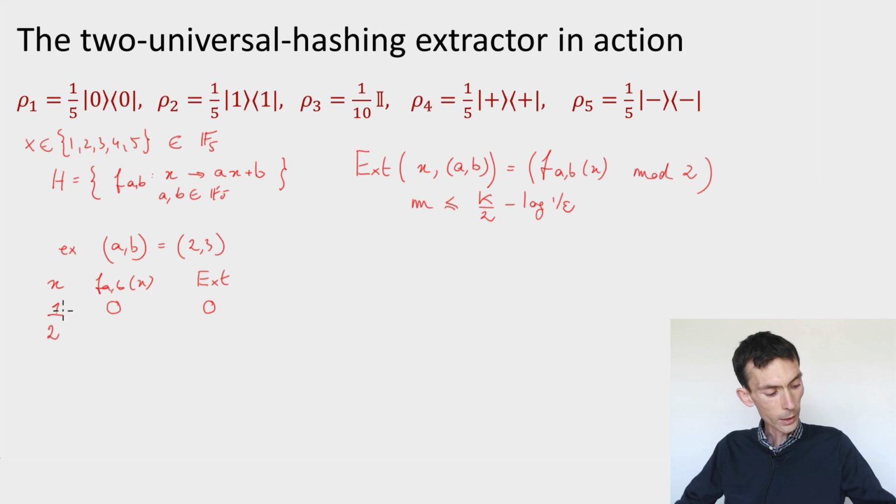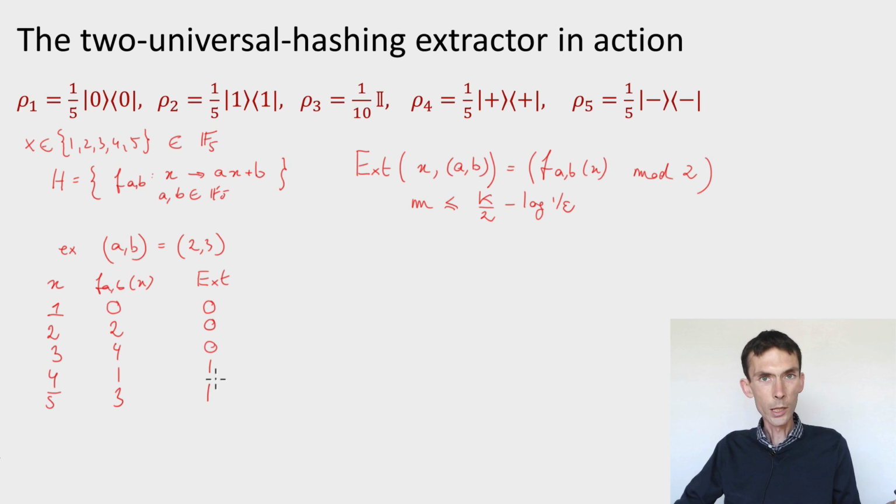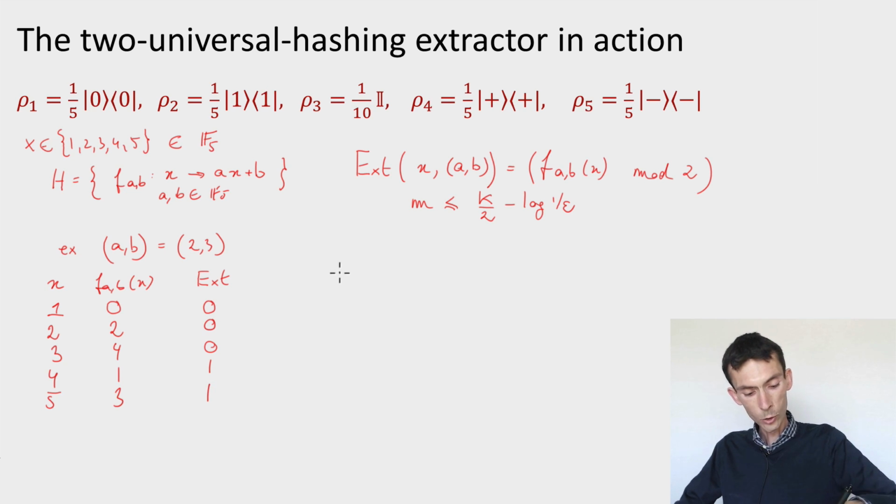Okay, so we do the same thing for x equals 2. Twice 2 is 4, plus 3, that's 7. Mod 5, I get 2, and the parity is 0. So we can do this for the remaining inputs, and here's the table that we get. So what is the side information now, depending on the output? I have 2 states for the output. So I have either z equals 0, and y here is going to be 2, 3.